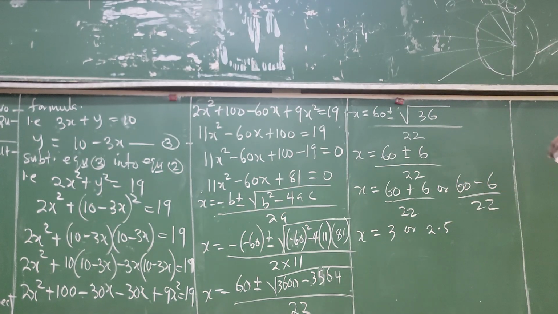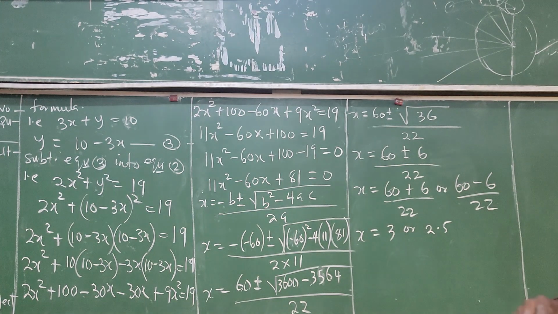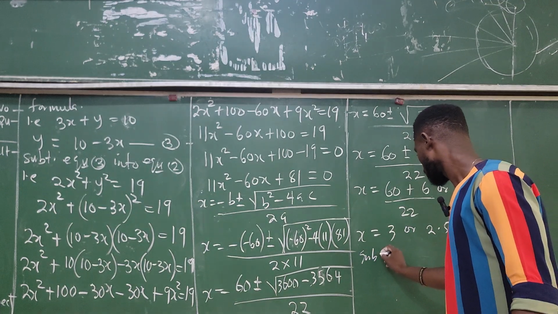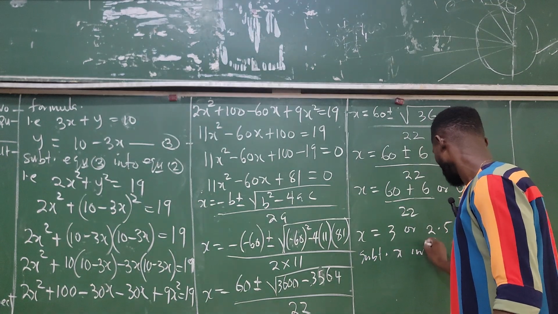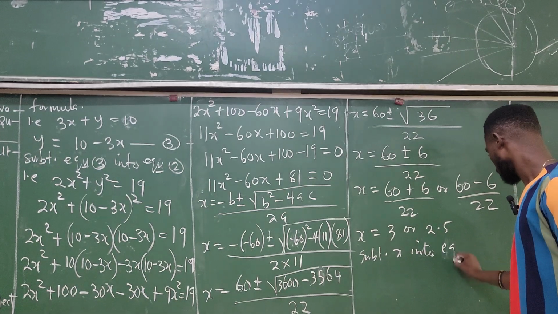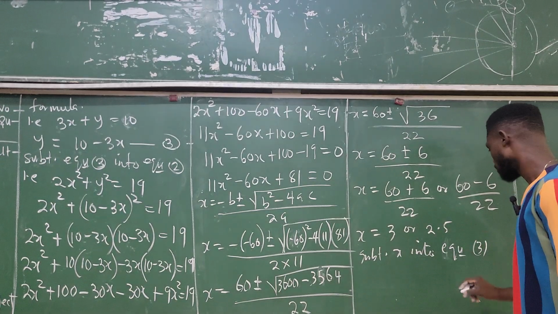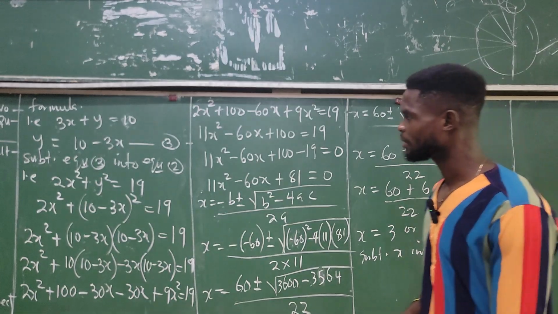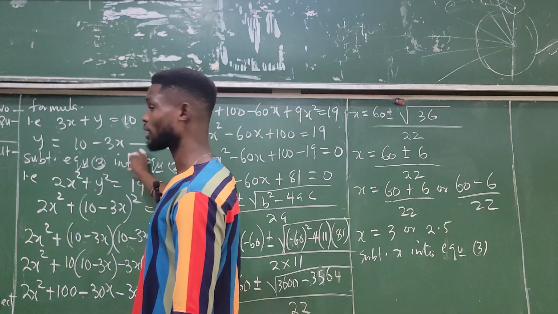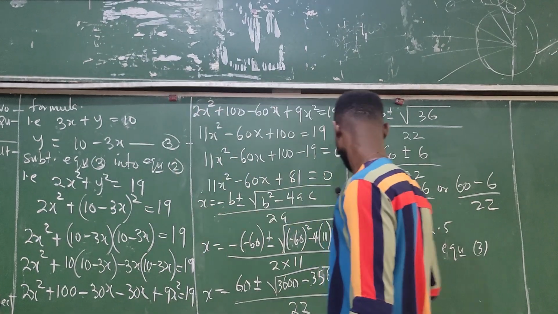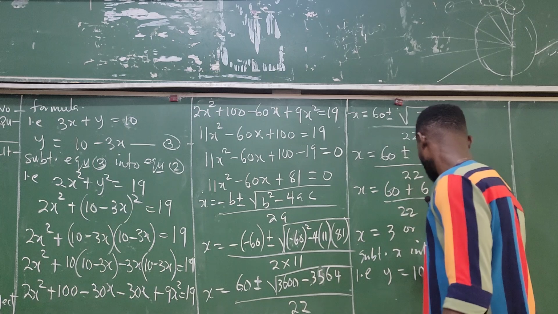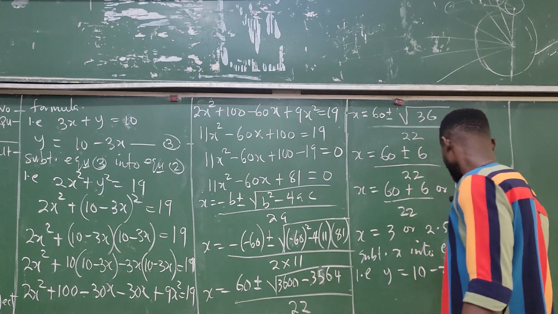So what do we do now? We've got our x, so we need our y. So substitute x into equation 3. So what is equation 3? You flash back to equation 3 when we proved that y is equals to what? 10 minus 3x, and we call it equation 3. So therefore, your equation 3, that is y is equals to 10 minus 3x.